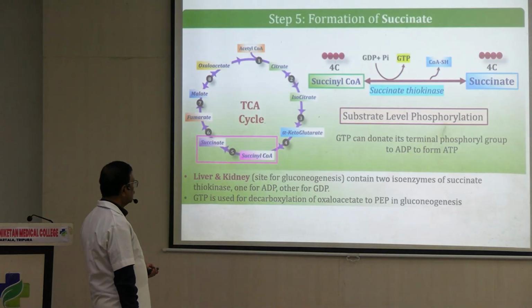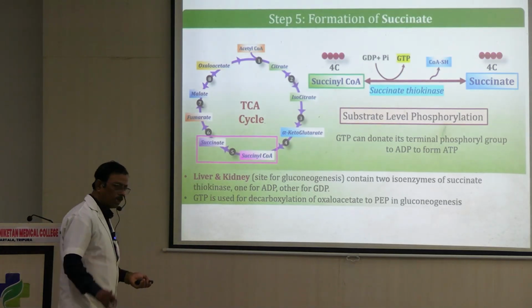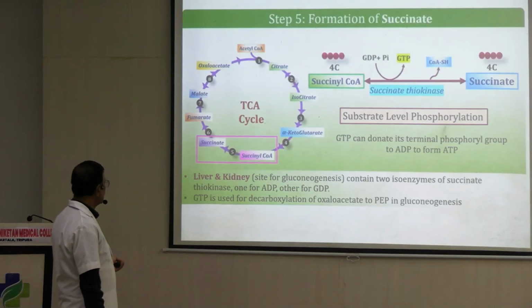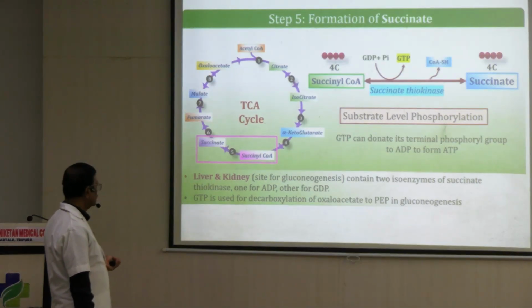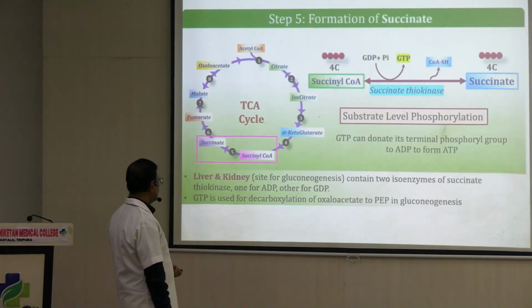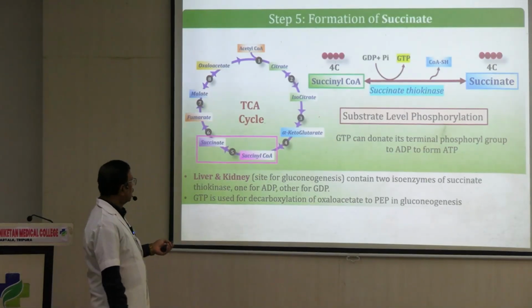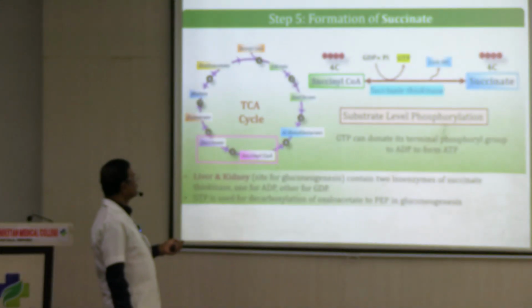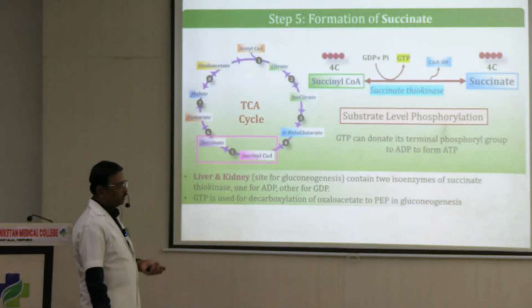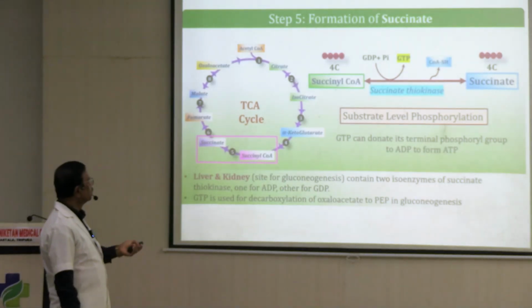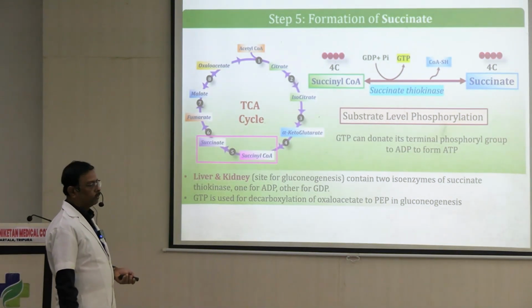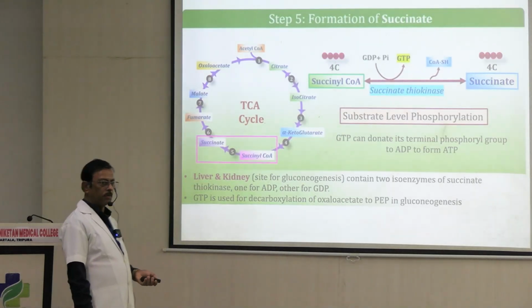Liver and kidney, where gluconeogenesis occurs, contain 2 isoenzymes of succinate thiokinase, one for ADP, another for GDP. So there are 2 forms of succinate thiokinase. One form uses GDP as substrate to produce GTP, another can directly produce ATP using ADP.